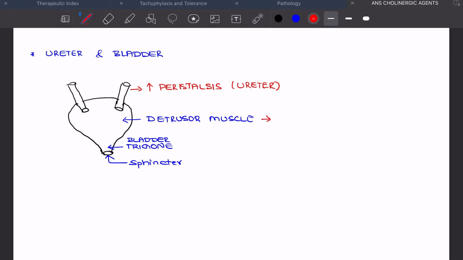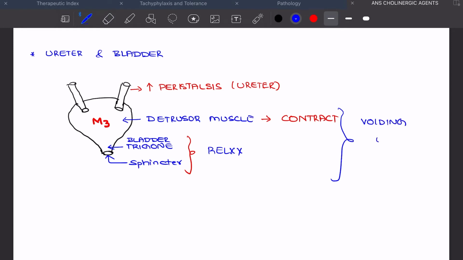What is happening with respect to the muscarinic mediated action here? On activation of which receptor? Please remember, it is again the M3 receptor. On activation of M3 receptor, the detrusor muscles will contract, whereas the bladder trigone and sphincter are going to relax. So altogether it will help in voiding of the bladder.